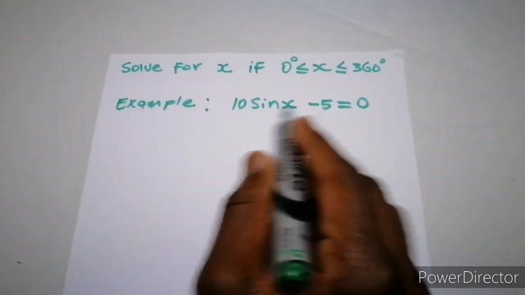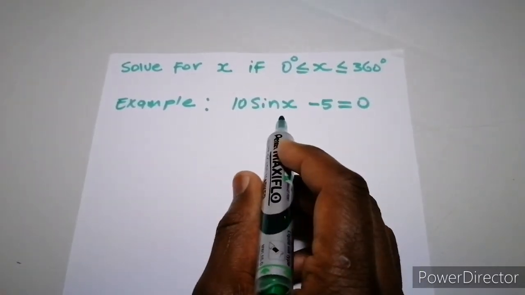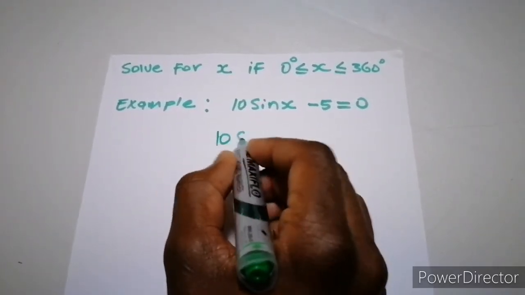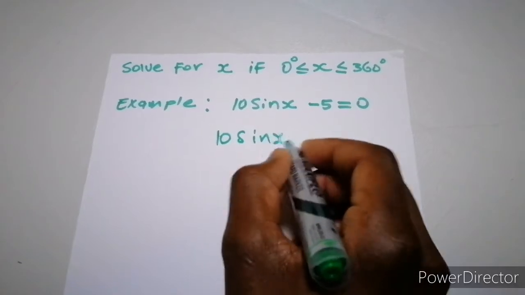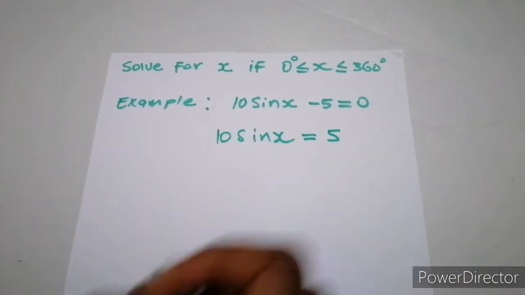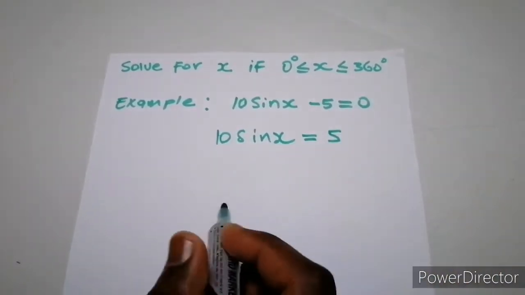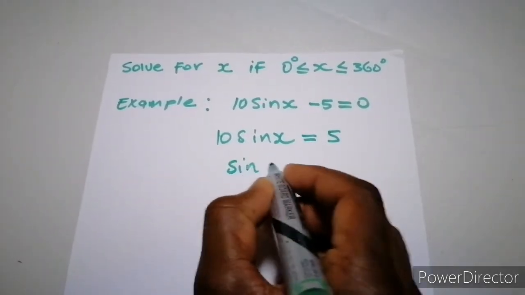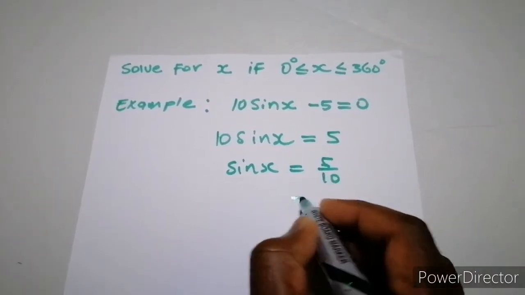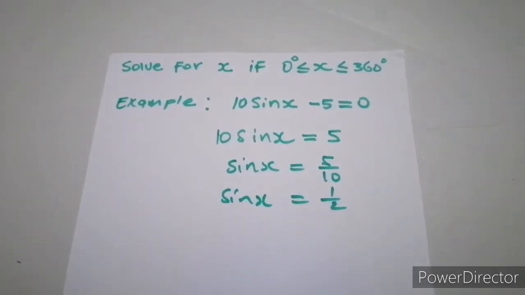We're going to rearrange this and write it in the form of a function of an angle is equal to a value. What I mean is this. We're going to rearrange: 10 sine of x is equal to 5, and divide both sides by 10. Then sine of x is equal to 5 over 10, which is half. So the sine of x is equal to half.